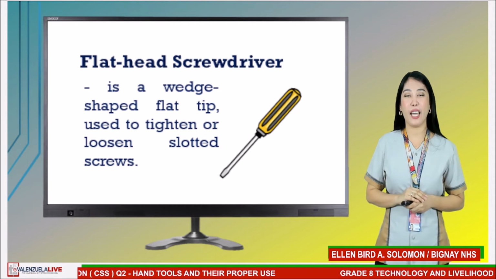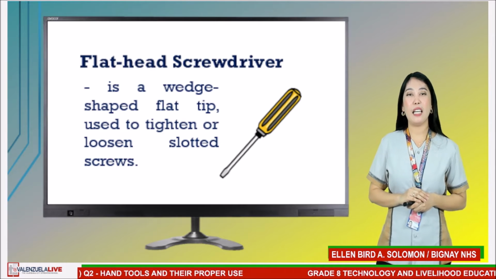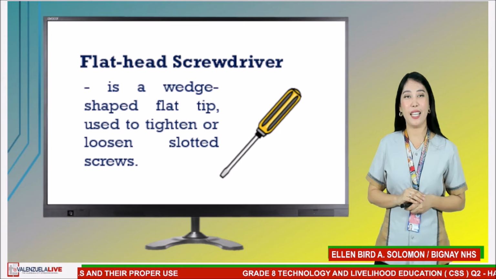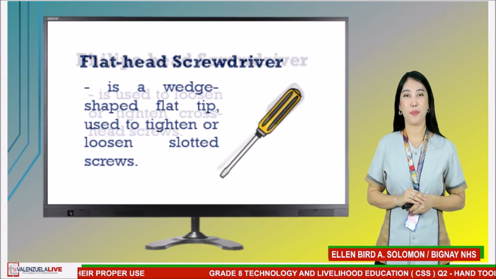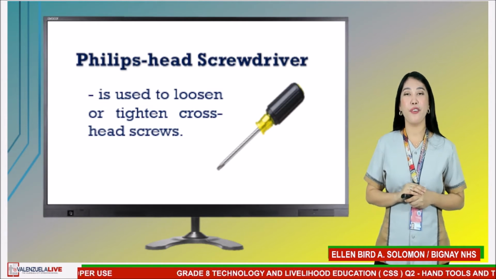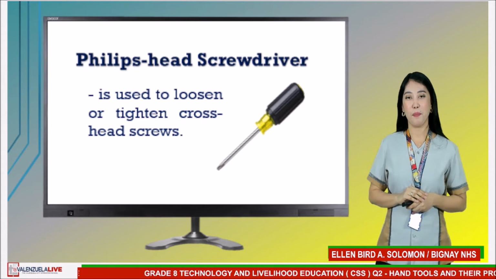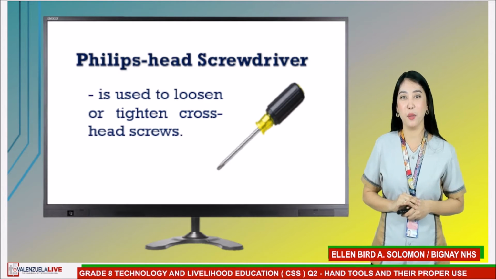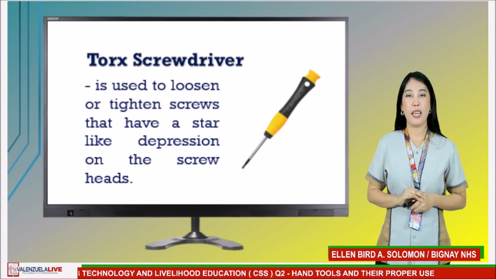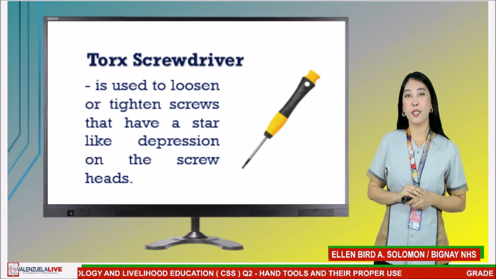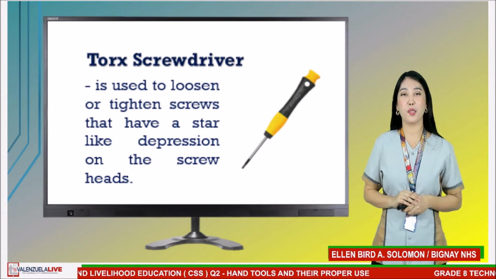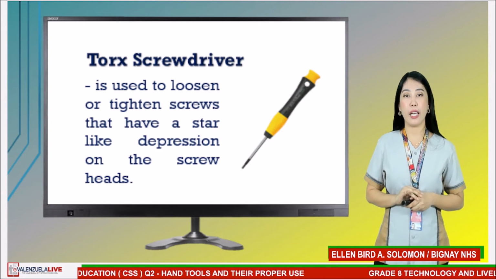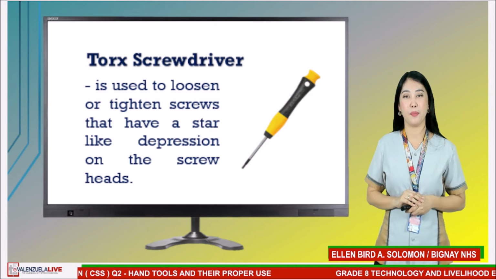We have the flathead screwdriver. It has a wedge-shaped flat tip used to tighten or loosen slotted screws. We also have the Phillips head screwdriver. It is used to loosen or tighten crosshead screws. Next is the Torx screwdriver. It is used to loosen or tighten screws that have a star-like depression on the screw heads.